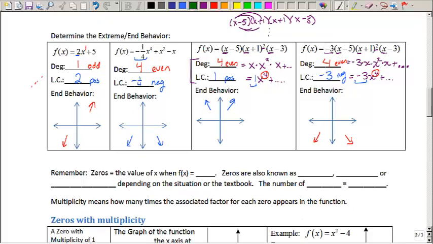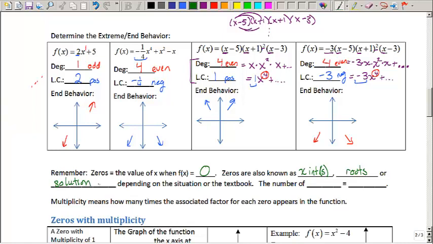So remember that the zeros are equal to the value of x when f of x is equal to 0. Zeros are also known as x-intercepts or roots or solutions, depending on the situation or sometimes even the textbook.